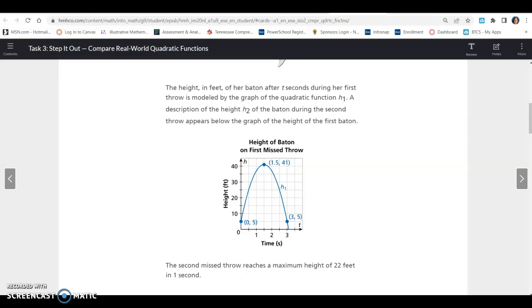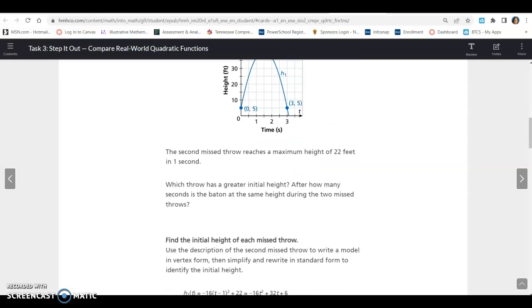All right, so here's the graph of the first missed throw. You can see it starts at 0.5, so it's starting at 5 feet. It goes up to the vertex, the highest point, at 1.5 seconds and 41 feet high. So the highest point is 41 feet after 1.5 seconds. And then it comes back down and hits the ground just after 3 seconds.